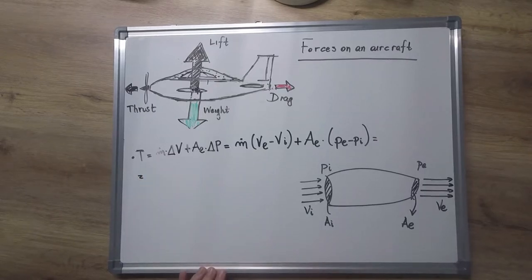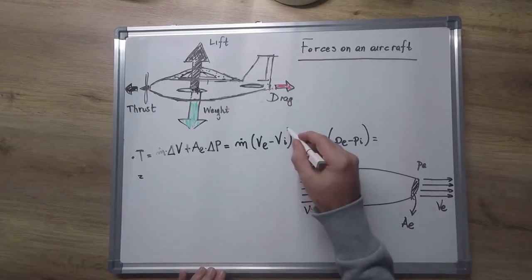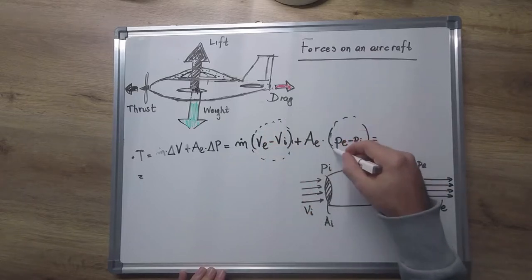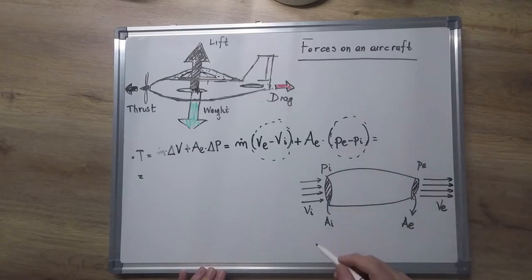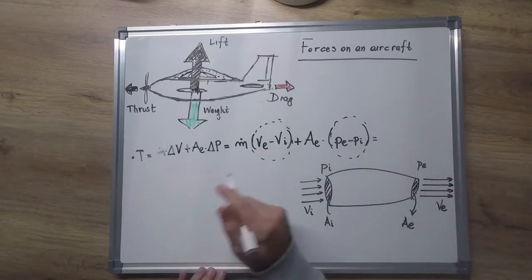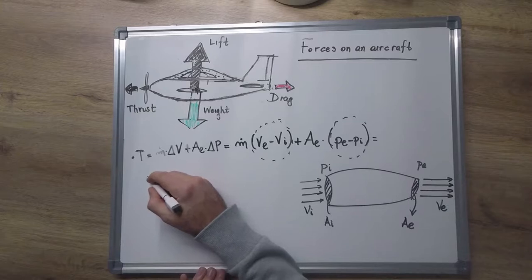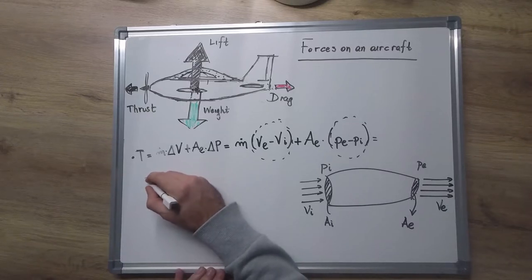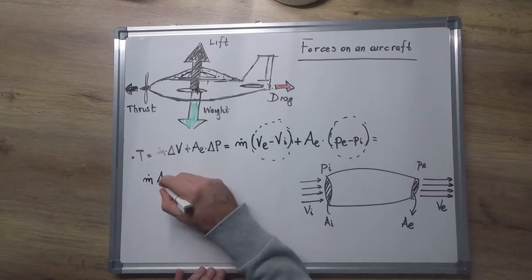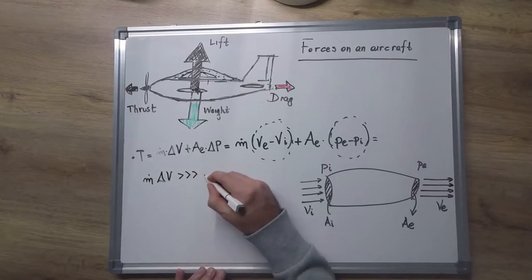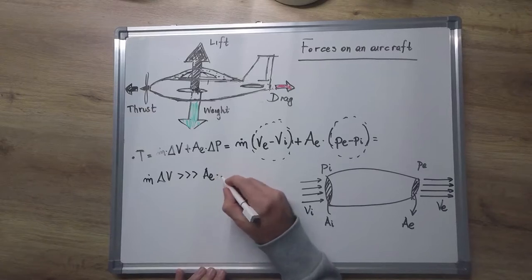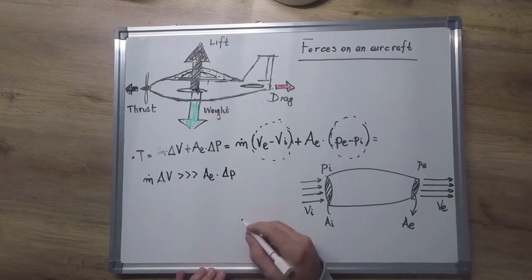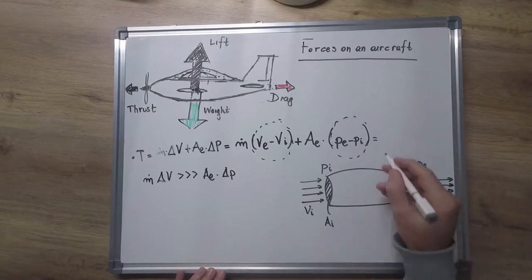that the thrust depends on the change of the velocity the engine creates and the change in pressure that the engine creates. But usually the second term is much smaller than the first term. So just because the first term is much greater than the second, we can sometimes omit it.